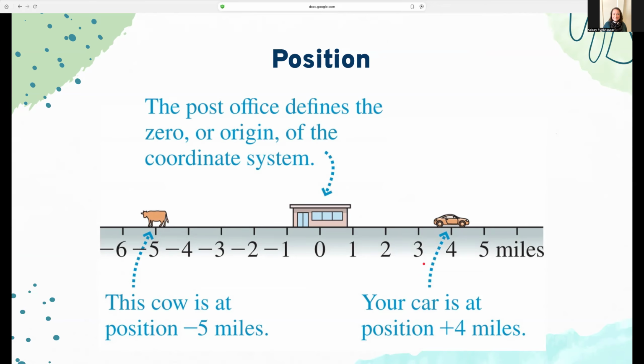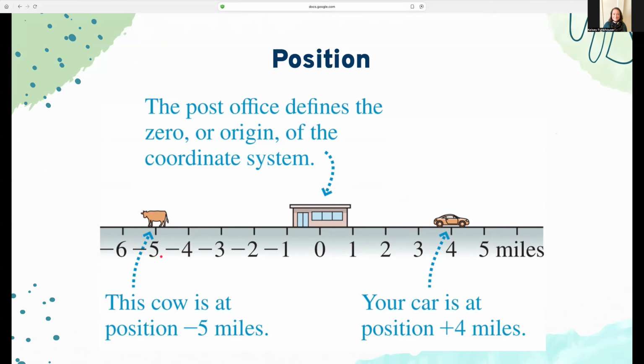Another thing to think about is instead of having to say to the left or to the right, although I'll probably say that for a little while so we get used to it, we set a number line with the origin being 0, and then anything to the right of the origin is positive, and anything to the left of the origin is negative. So your car is positive 4 miles from the origin, and this cow is negative 5 miles.